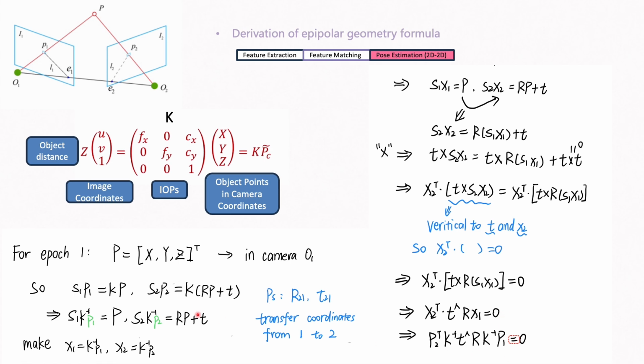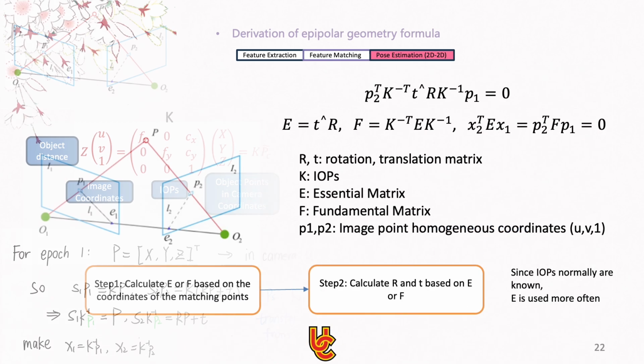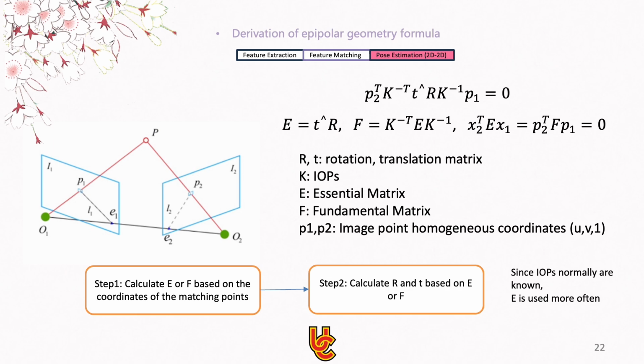And then we put this one into this equation, we can derive this equation. This equation is called a popular formula, and the formula can be written like this. The E matrix is called the essential matrix. The F matrix is called the fundamental matrix. P1 and P2 are the image point homogeneous coordinates, like (u, v, 1), something like that.